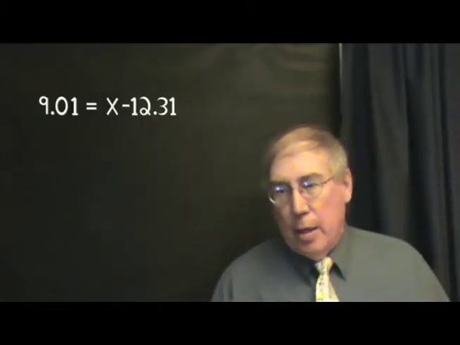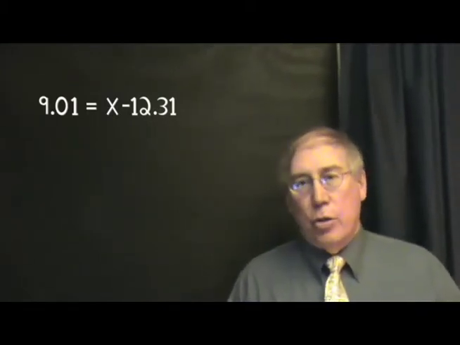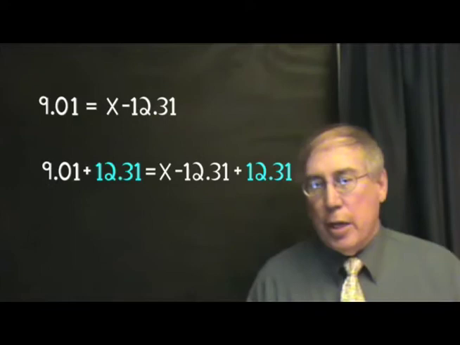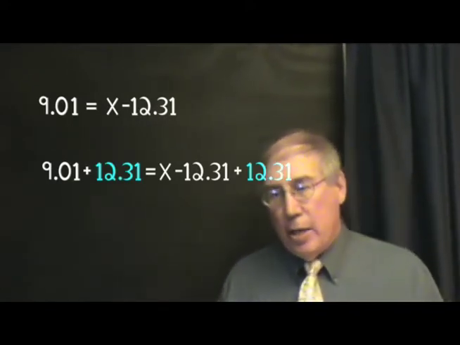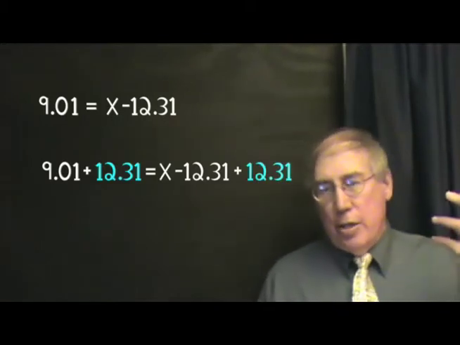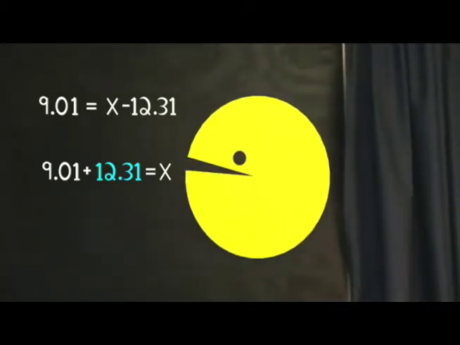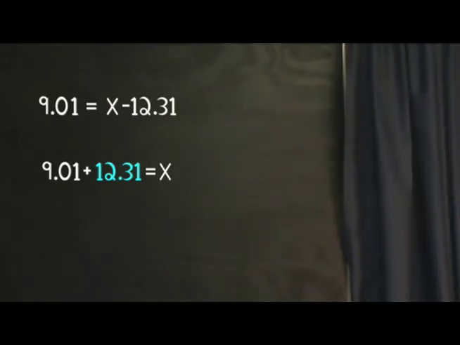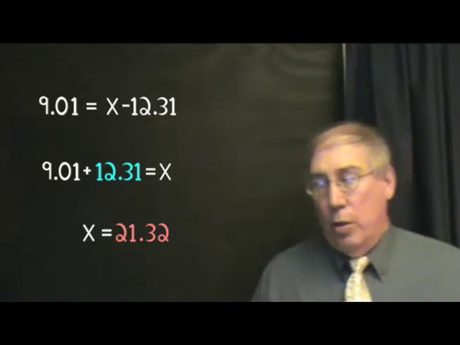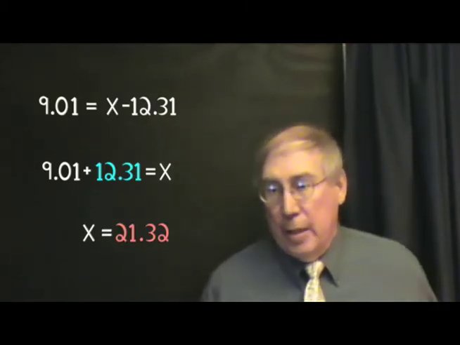Next problem, again decimals, add 12.31 to both sides, and then on the right-hand side we get x. And on the left-hand side, when we add those up, oops, there's our Pac-Man again. So we should get x equals 21.32.